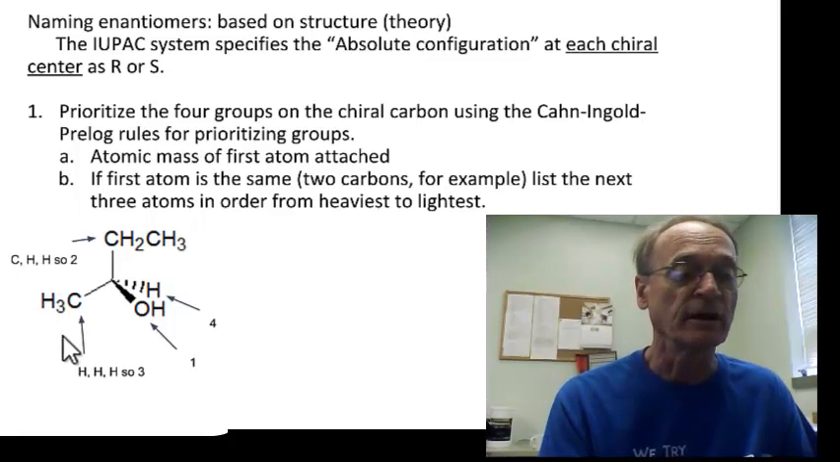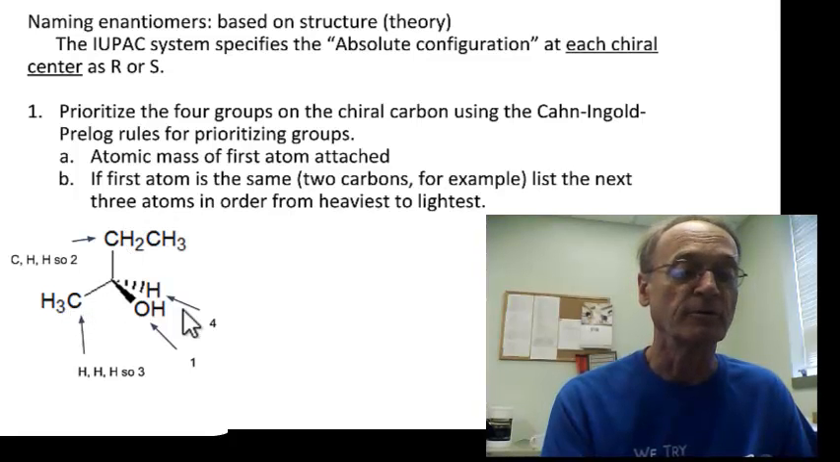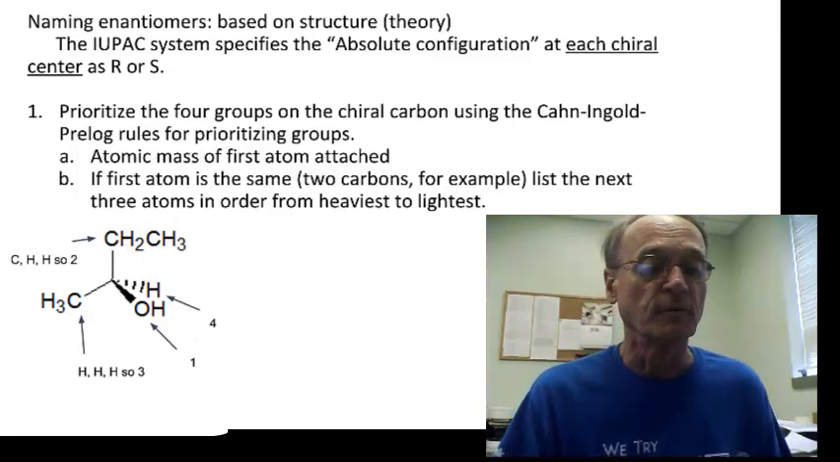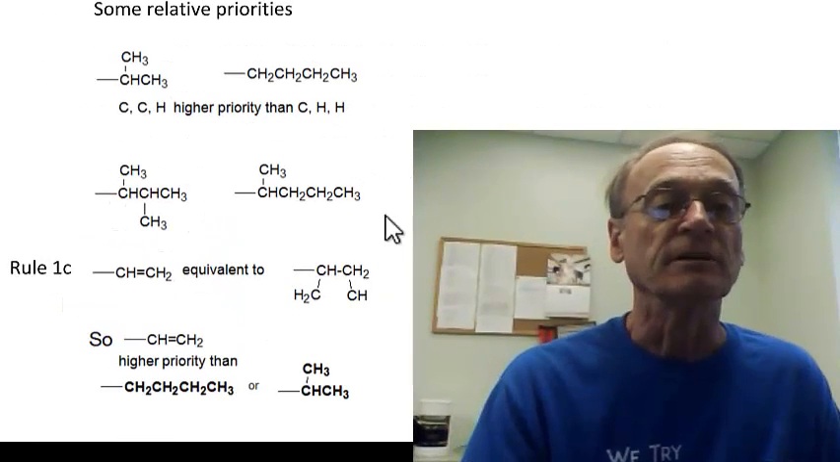And then you look at where in that list of 3 elements does it differ first. It differs first in this case in the first atom. The carbon is heavier than hydrogen, so this is a higher priority group than this one is, and therefore that's priority number 2, and that's priority number 3. And so those are the rules for prioritizing. Now I'll have a few other ones here in a minute. First of all, let's just do some examples.